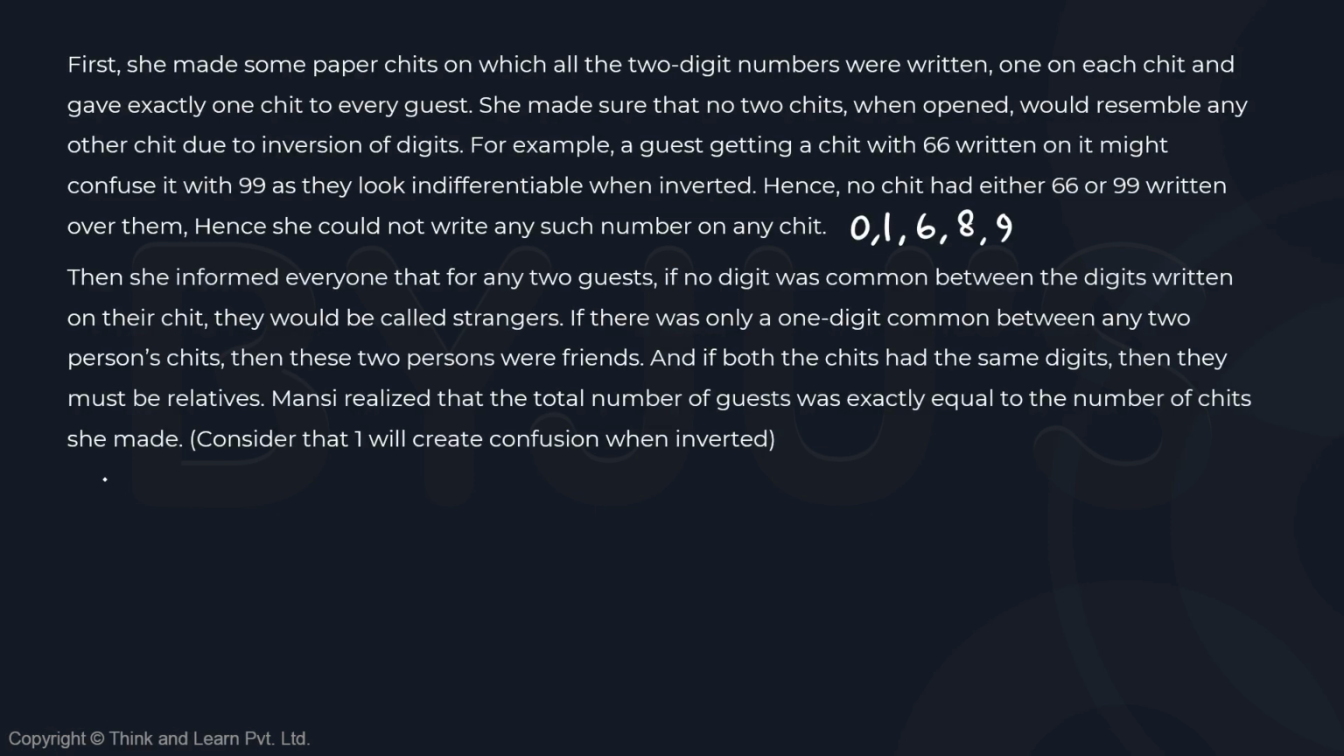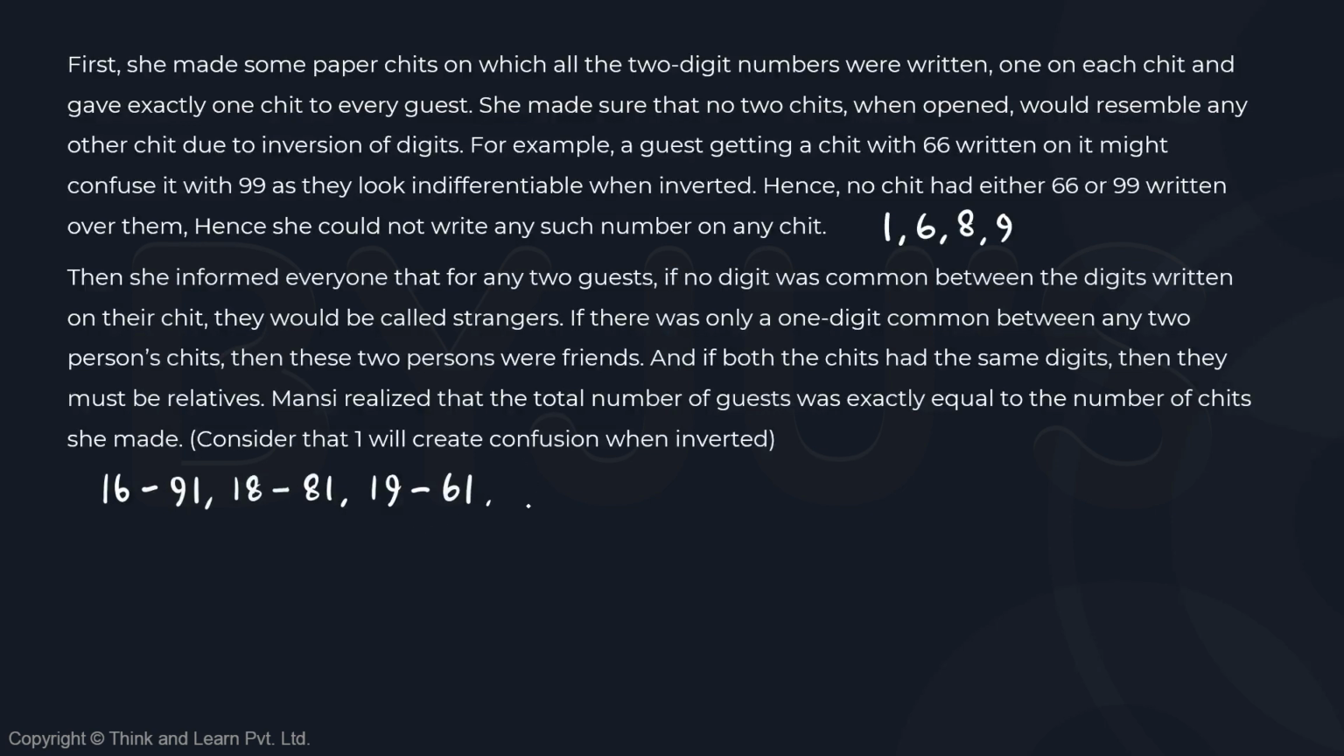So let's start with 16. 16 looks like 91, so she cannot write that. Next is 18. 18 looks like 81 when inverted. Next, 19 looks like 61 when inverted. In the 20s, we won't have any such number. 30s, 40s, 50s, we won't have. From the 60s, if we write 60, its inverted is going to look like 09. So let's not include 0 anymore. 61 is the next number we can have.